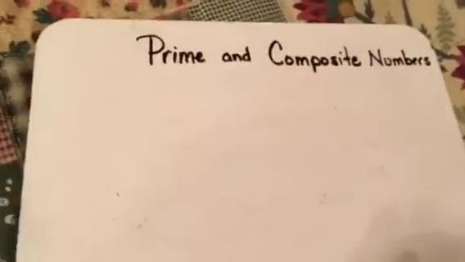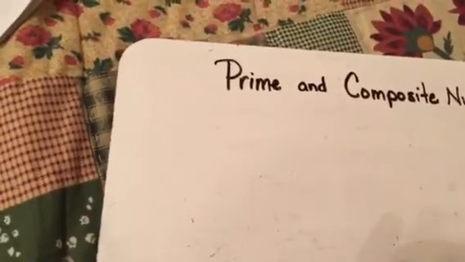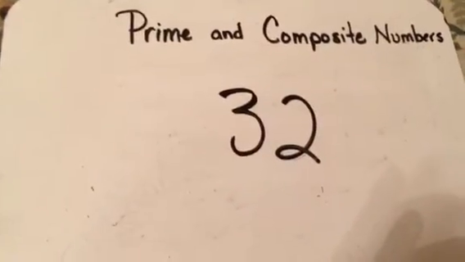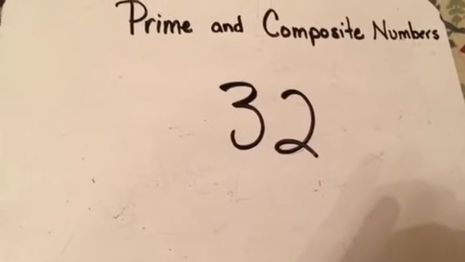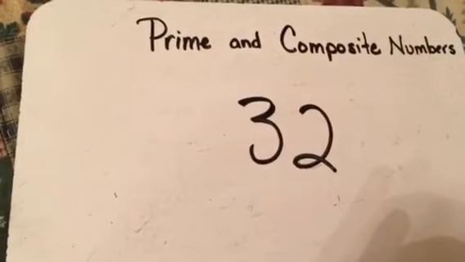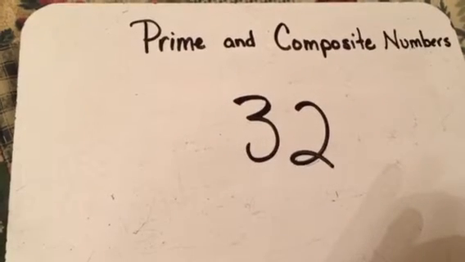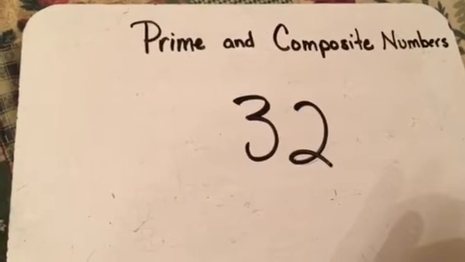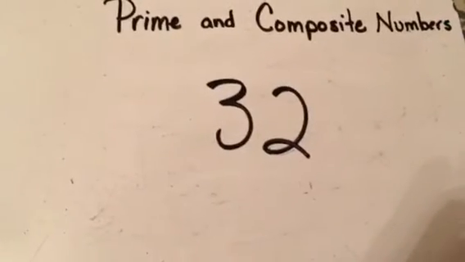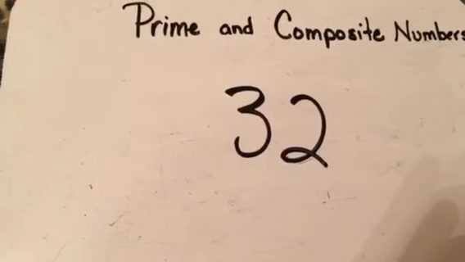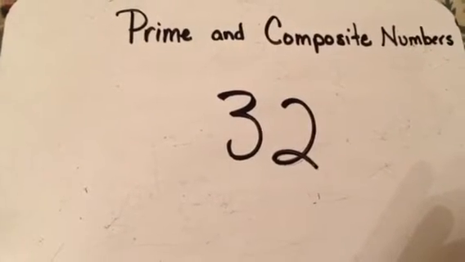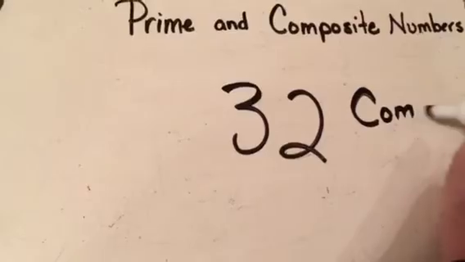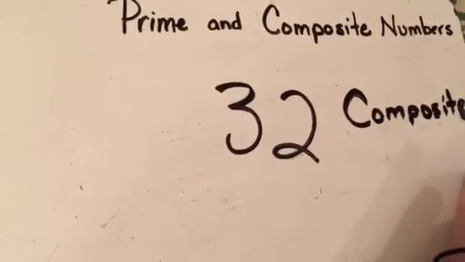Alright, let's let you all try some yourself. How about the number 32? Take a second and think of all the ways that you can get 32. Think of all of the factors. What do you think? Is this prime or composite? 32 is composite.